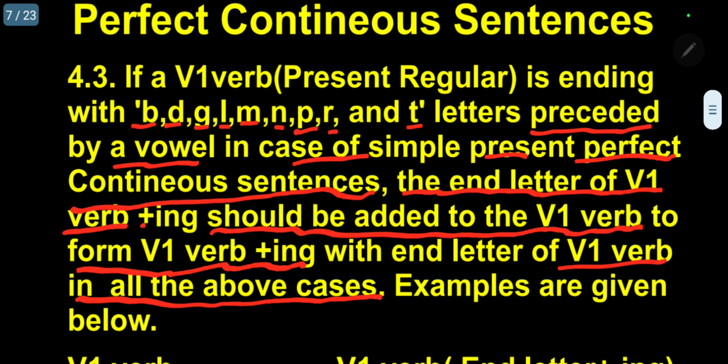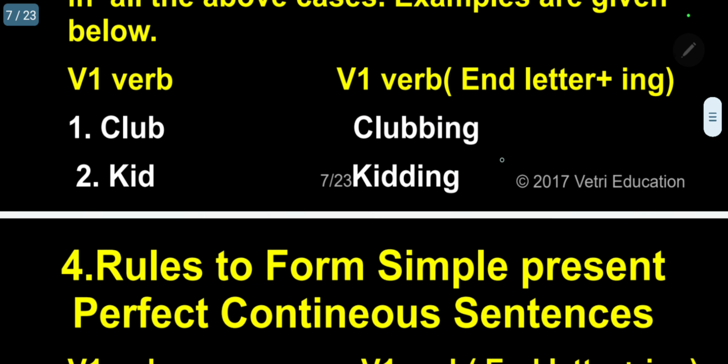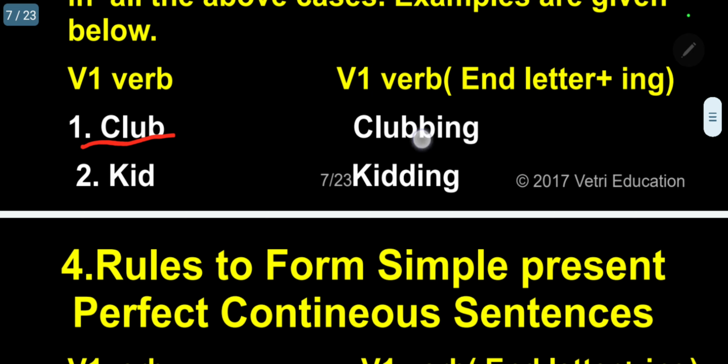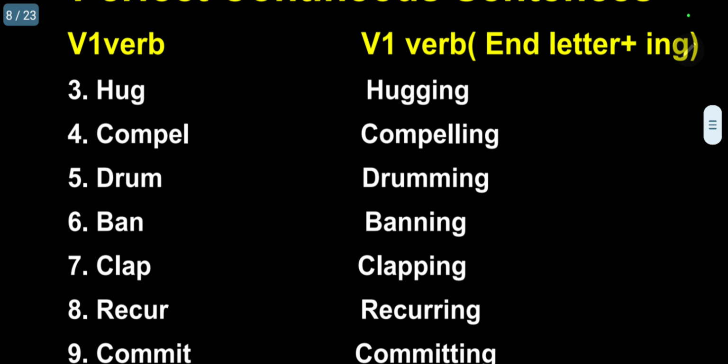But if other letters are coming as ending letters, this rule will not be followed. Examples are given below. By seeing the examples, you can understand very easily. Number 1, club, C-L-U-B. Club means to join together. End letter B, so I am adding B-I-N-G. Similarly, end letter D, kidding. I hope now you can understand. Still, I can give all the examples.